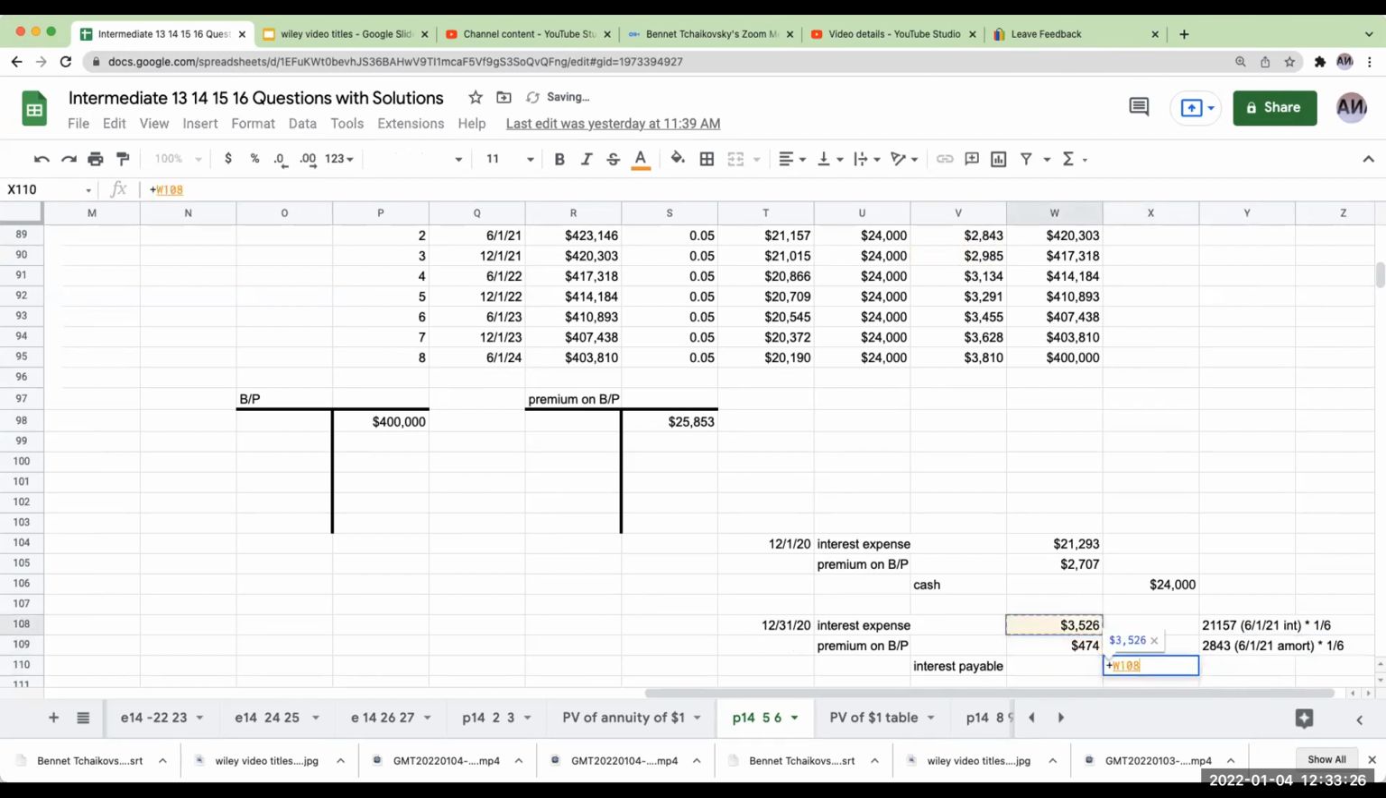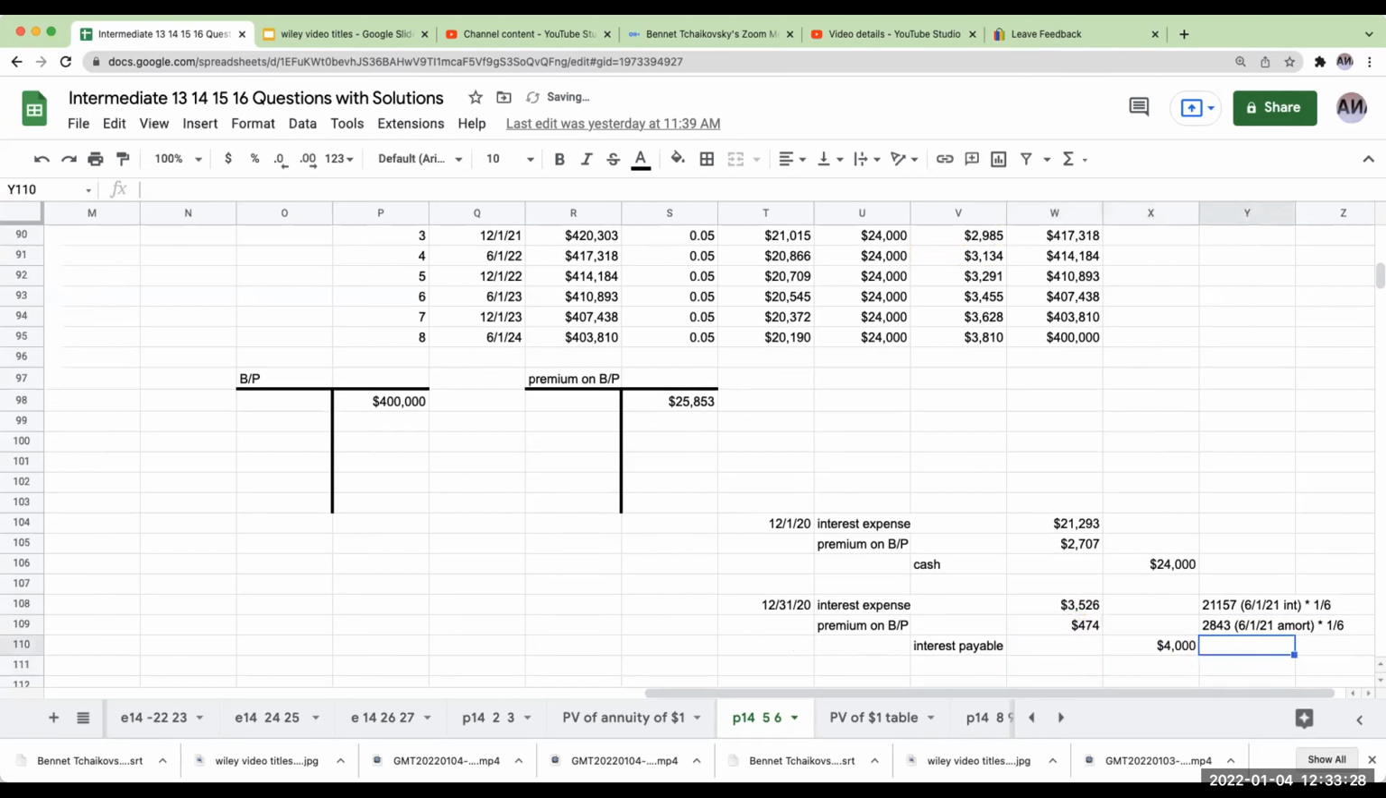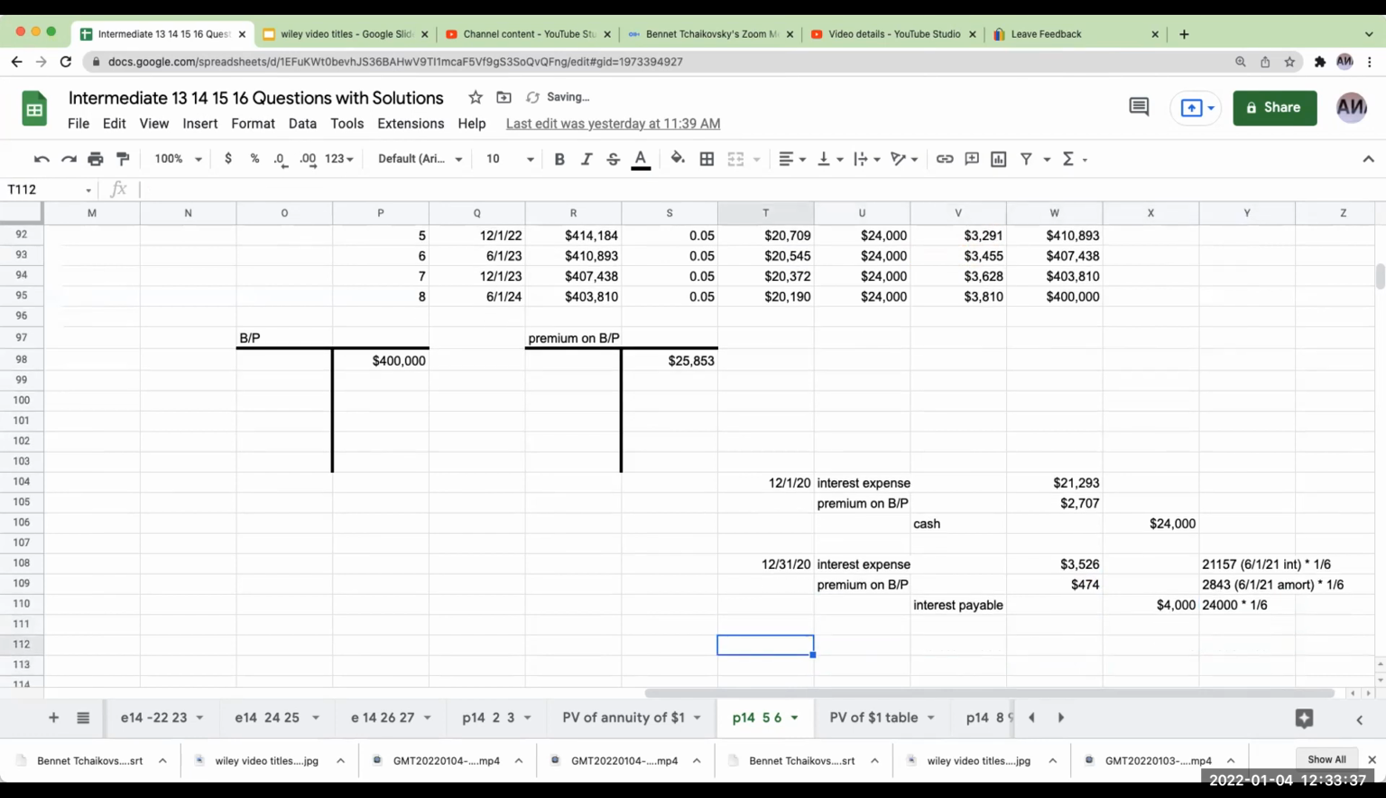So my interest payable is going to be 4,000. Does that make sense? Well, it's going to be 24,000, which is my cash paid for interest times 1/6. So we've done that part correctly. Okay, now on 6/1/21, we've gone through and we're going to make our payment.